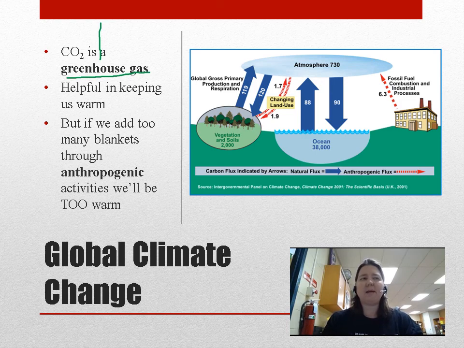If you were to put a blanket on in the middle of summer and then put another blanket on, and another, and another, you're going to get warmer and warmer and warmer. So the greenhouse gases are kind of like a blanket. We need some of them to keep the earth at a habitable temperature, to make everything okay. But as we start adding more and more blankets, we're going to end up getting too warm. And that's one of the things that we're going to talk about this year.